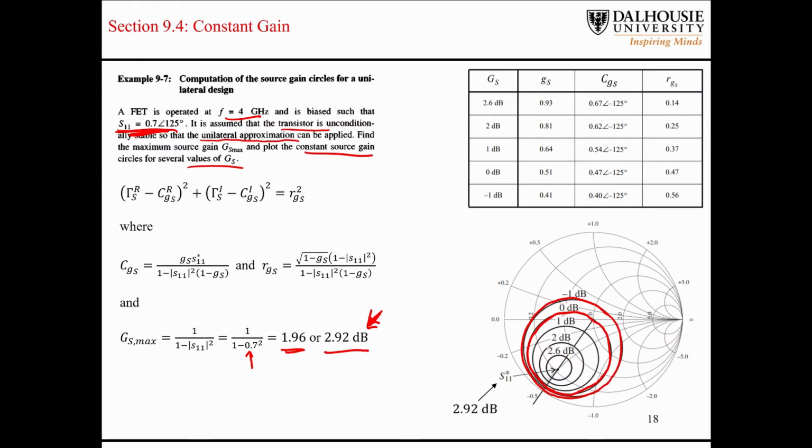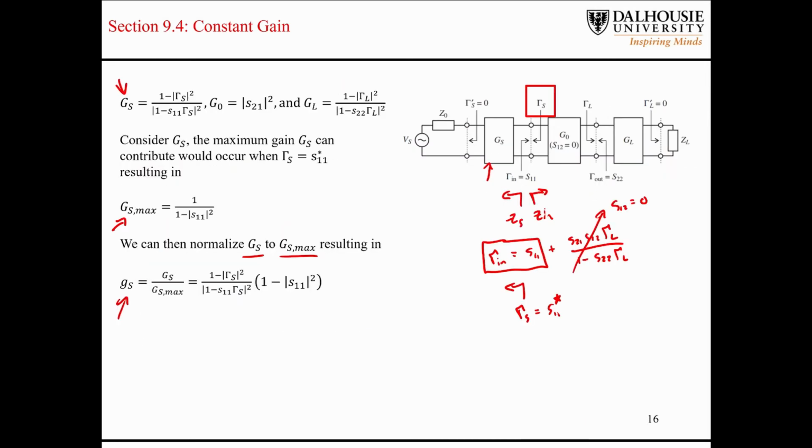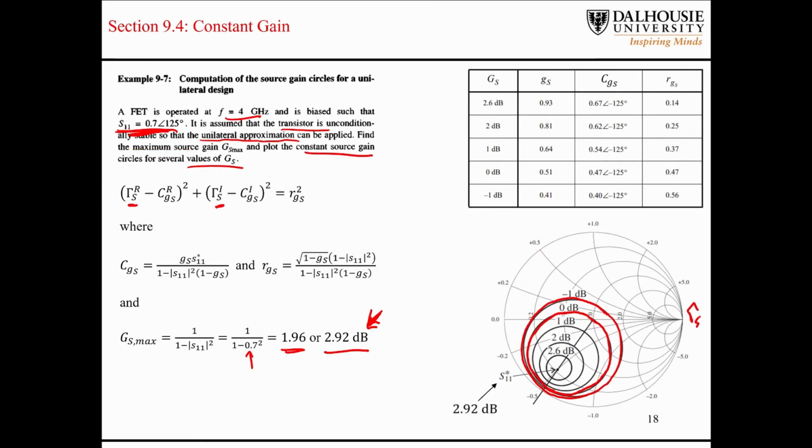One thing I want to point out is that this is in the gamma S plane. You can see here the circle equation is in terms of gamma S. And that makes sense because if we go back to this expression here, we are concerned about GS, and that is the input matching network on the source side here, G sub S. So all of these circles are in the gamma S plane.